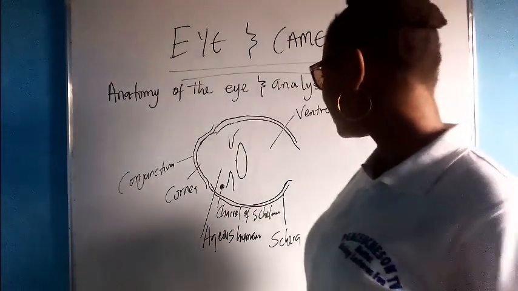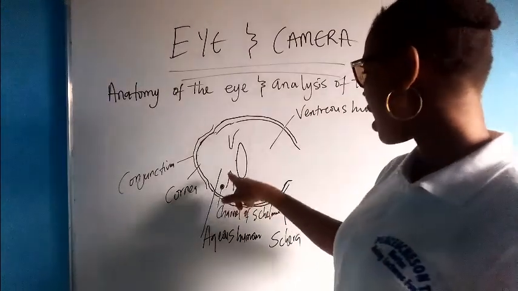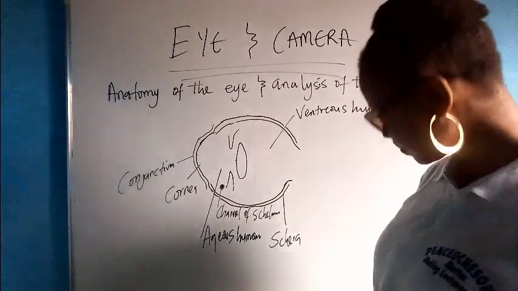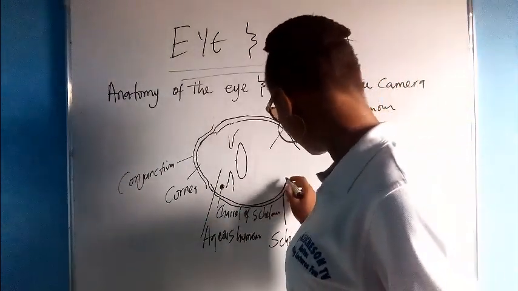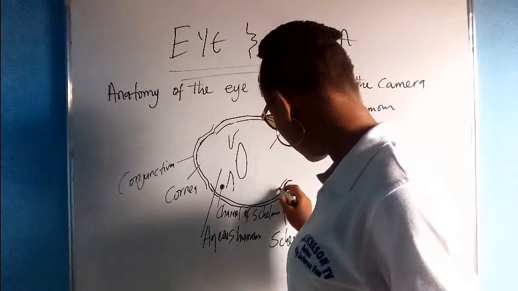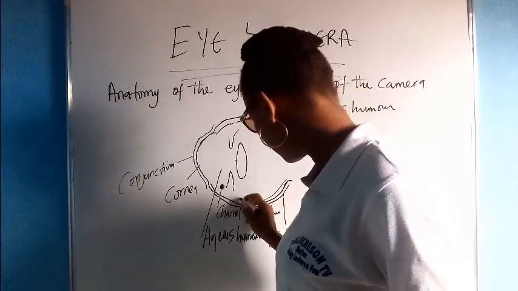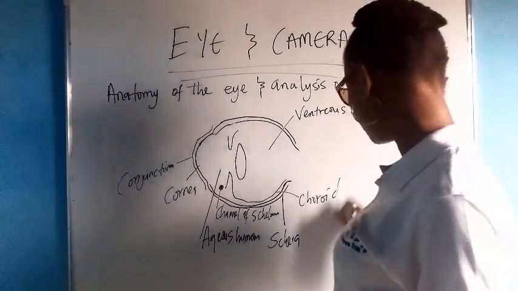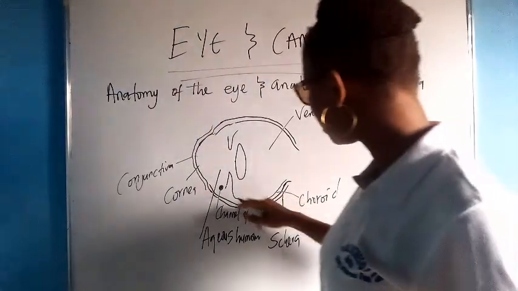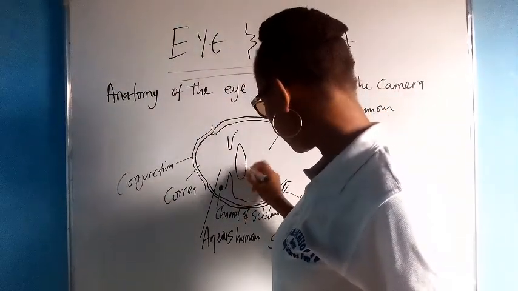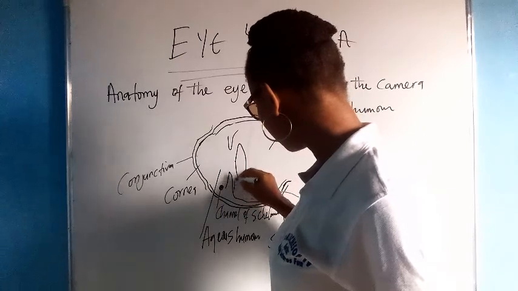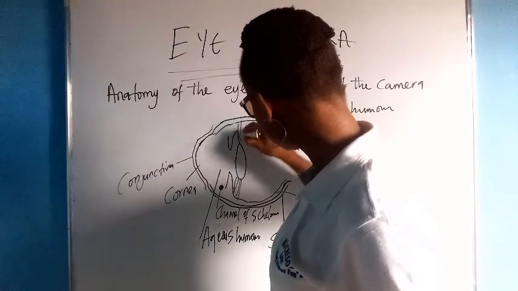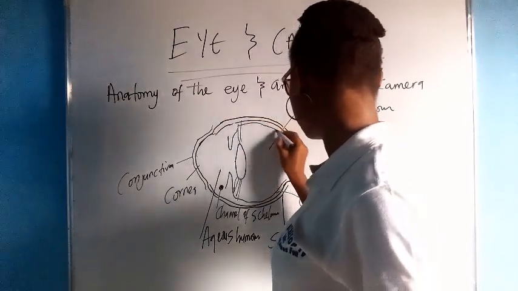Okay, so next we'll be looking at, I talked of the iris and the lens. This is the iris, this is the lens. This iris is continuous with a membrane here known as the choroid. This is continuous with the iris and the ciliary muscle that attaches to the lens. Okay, let me do this here as well.